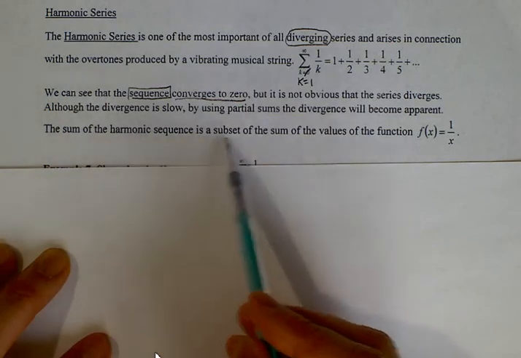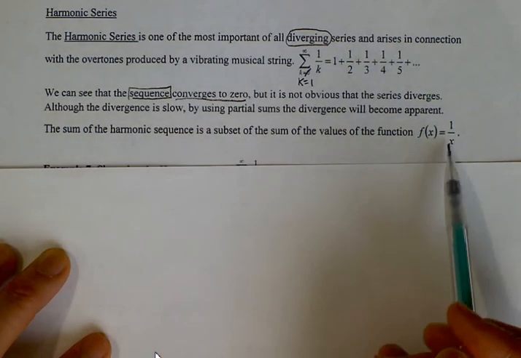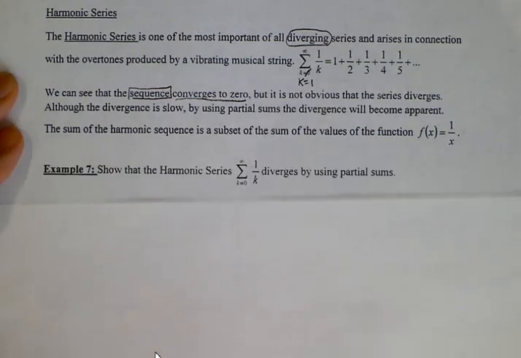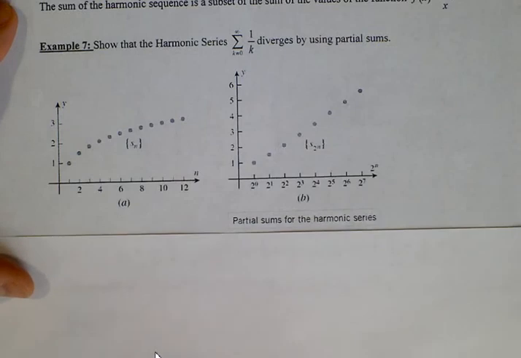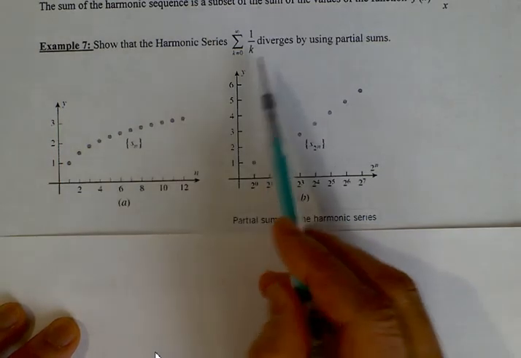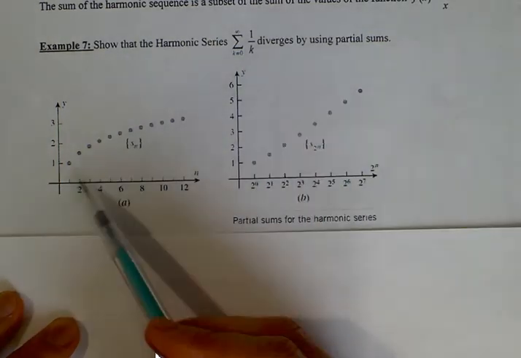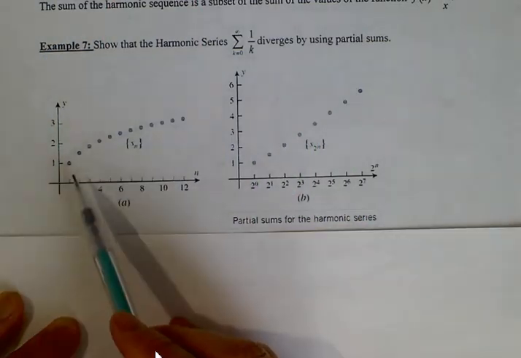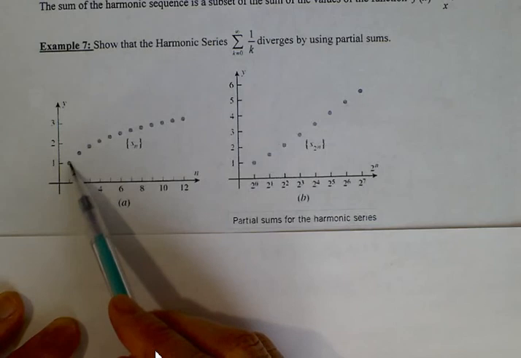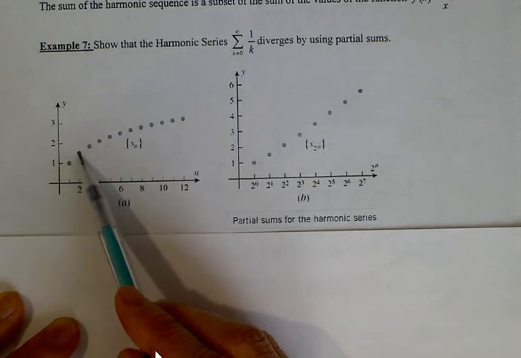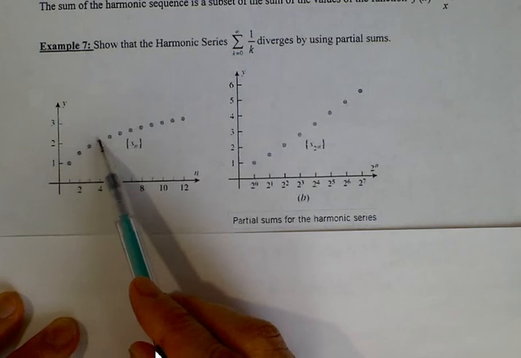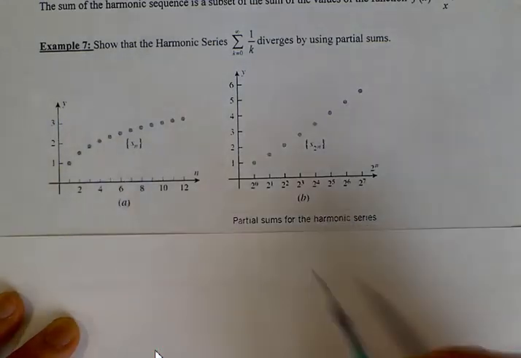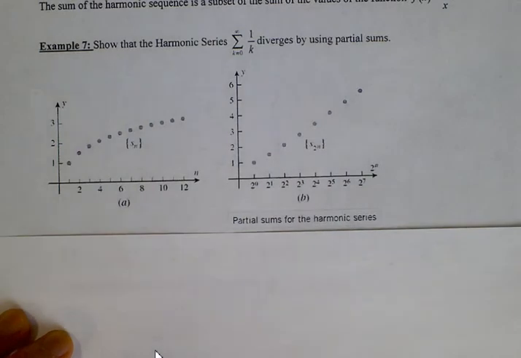The sum of the harmonic sequence is a subset of the sum of the values of the function f of x is equal to 1 over x. Okay, so I'm going to show you how it diverges by this next example. Okay, so it says show that the harmonic series diverges by using the partial sum. So if you look at this right here, you can see that this is a sub 1, which is 1, and then this is going to be a sub 2, which is a half, a third, a fourth, and so on. Okay, and then this is the partial sums for the harmonic series.